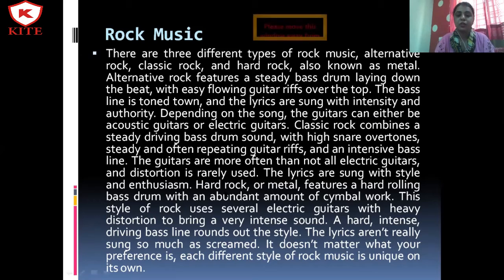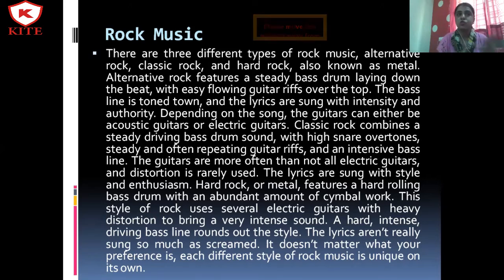So when you start with the hard rock, what kind of musical instruments are used? As you can see, amount of cymbal work is used. Here cymbals are not used. Cymbals means manjira. So this type of rock uses several electric guitars with high distortion to bring a very intense sound.